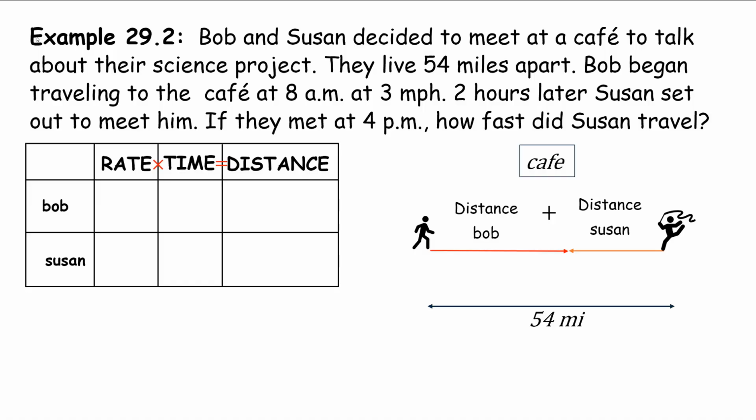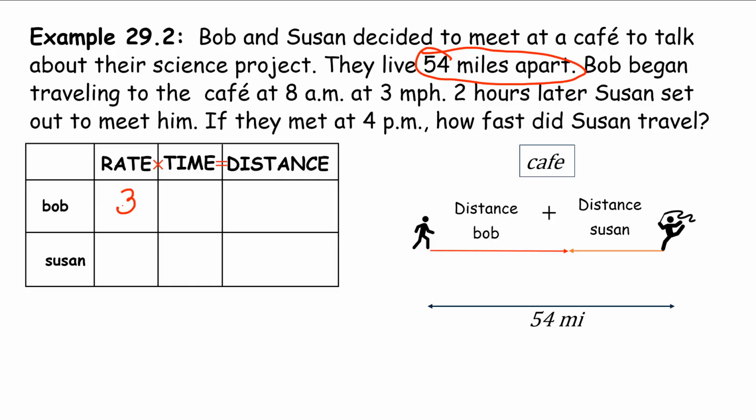All right, so we're just going to fill in the chart the way we have been doing. They live 54 miles apart, so that's their total distance. I'm going to circle that to remind myself that that's the total distance. Bob began traveling to the cafe at 8 a.m. at 3 miles per hour. So that tells us Bob's rate is 3 miles per hour. Doesn't tell us his time. 2 hours later, Susan set out to meet him. If they meet at 4 p.m., how fast did Susan travel?